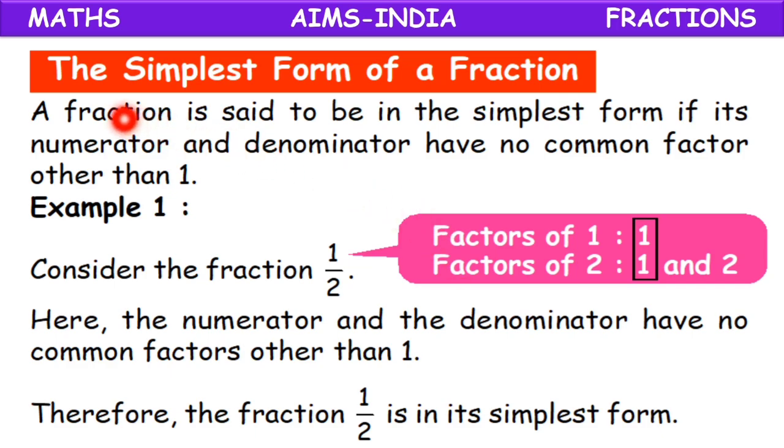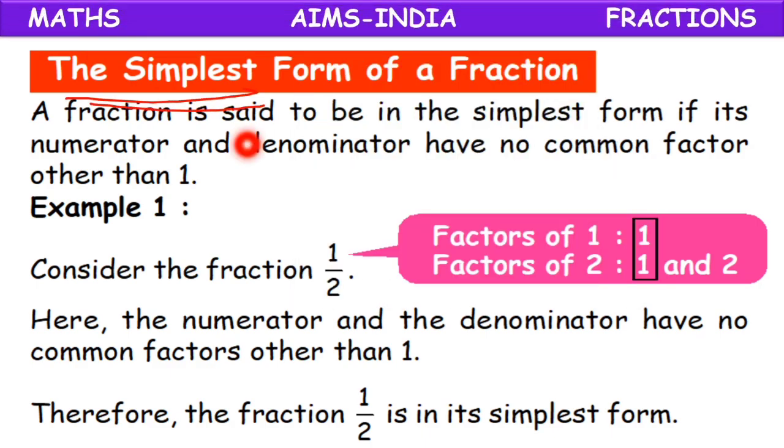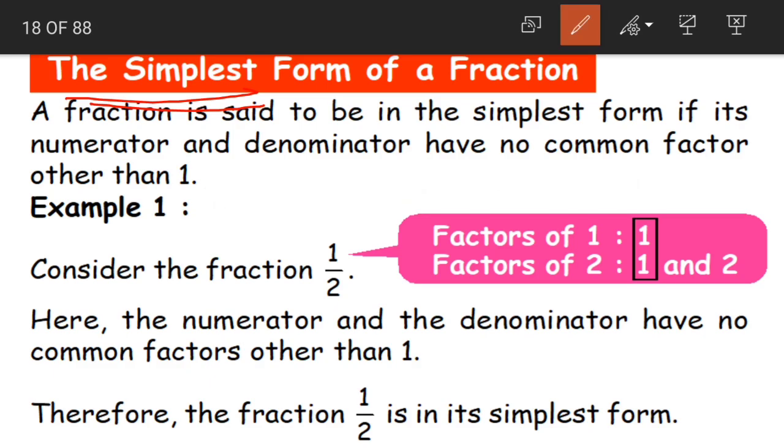And starting today's class, we will learn about the simplest form of a fraction. What form, children? The simplest form. A fraction is said to be in the simplest form if its numerator and denominator have no common factor other than 1. What are they saying?